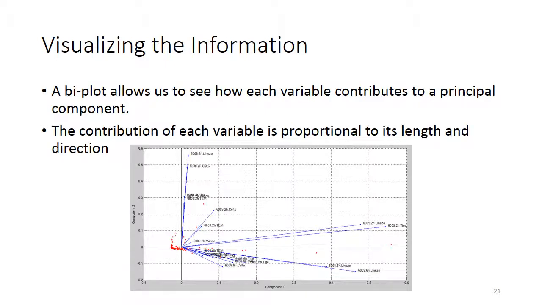So, as I said, the contribution of each variable is proportional to its length and its direction. We can see here that even though some of these variables down here are quite long, they don't contribute as much as their points fall below 0, and we want variables that are within this first quadrant.